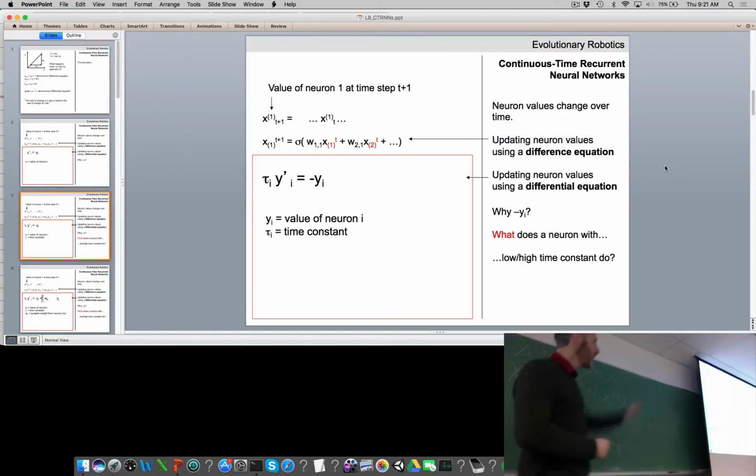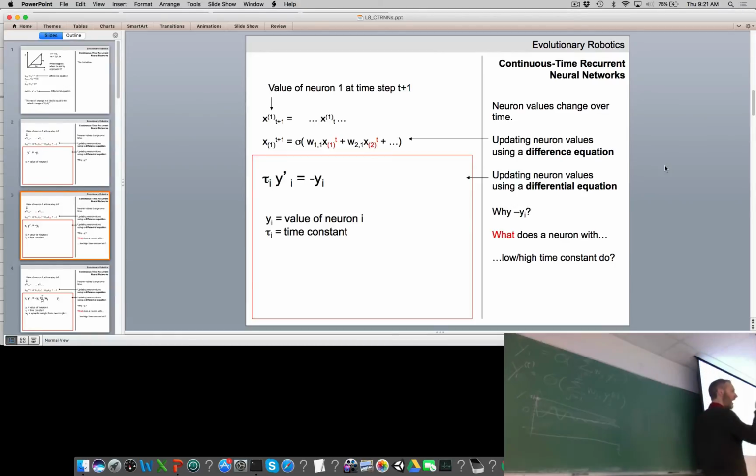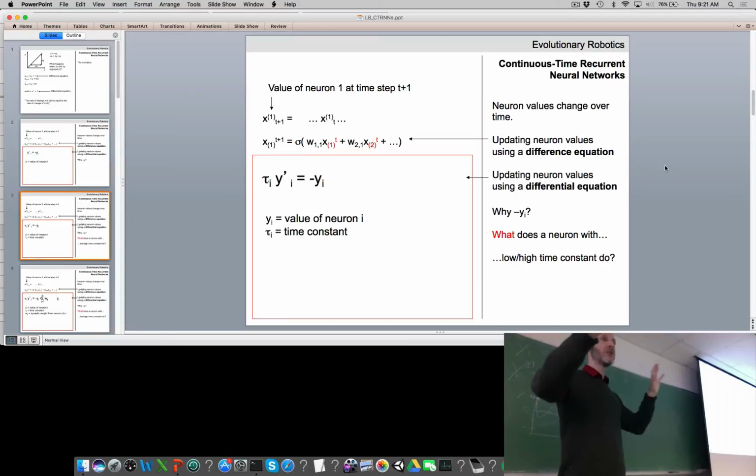So by setting tau manually, and we'll see some experiments where the experimenters set tau by hand, or better yet, allowing evolution to set tau, evolution can play with some neurons to make some neurons more reactive to external perturbations and others more resistant to external perturbations. We don't have any external perturbations yet, but that's tau.